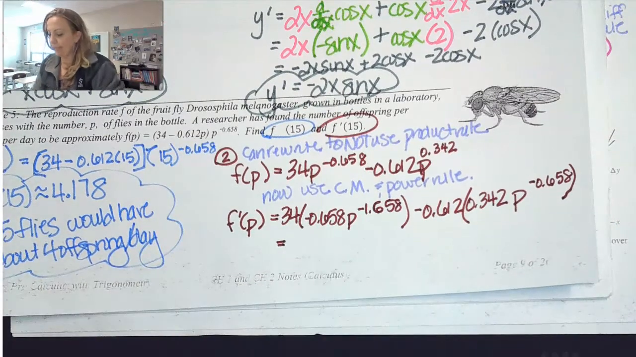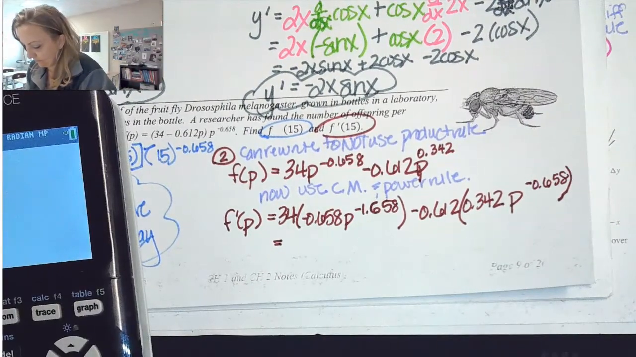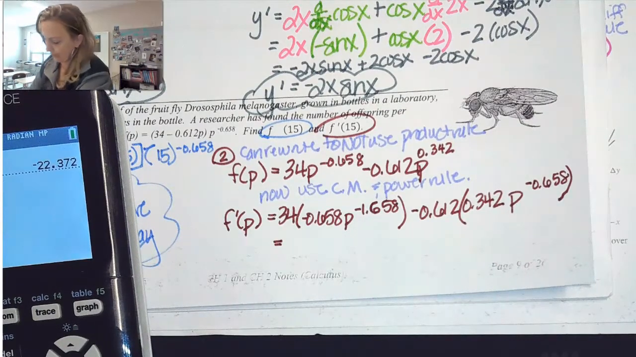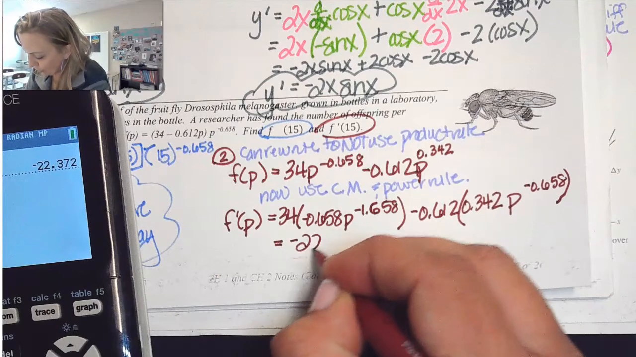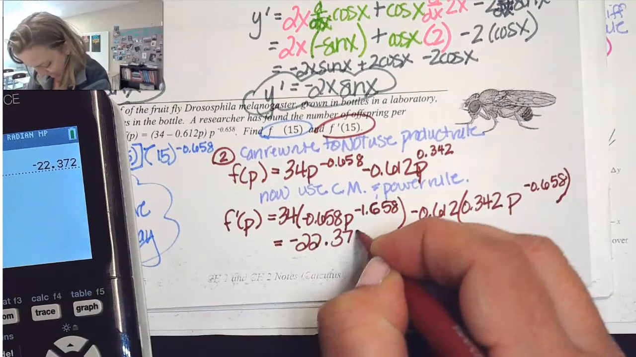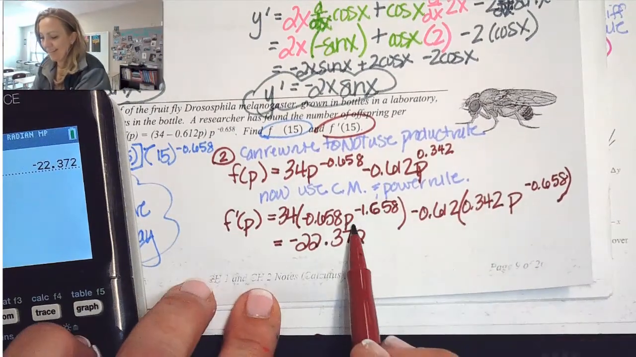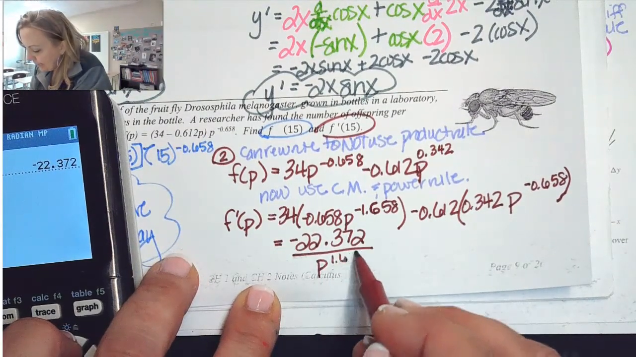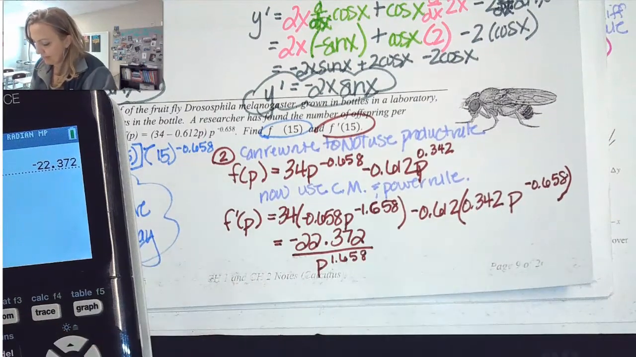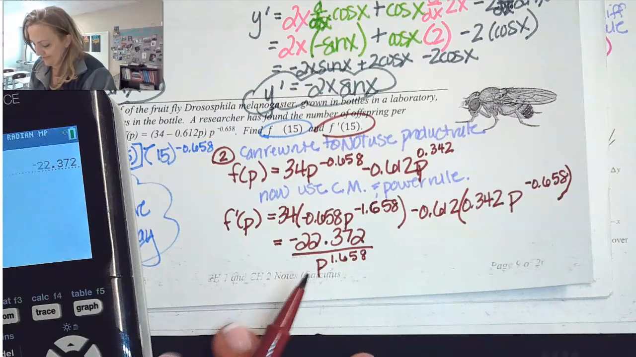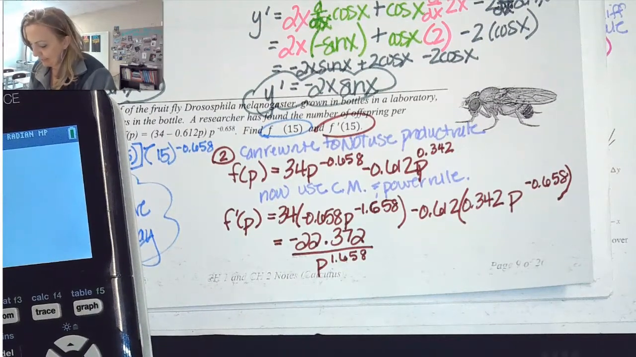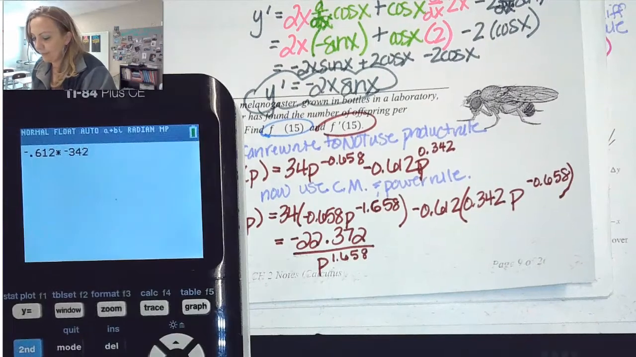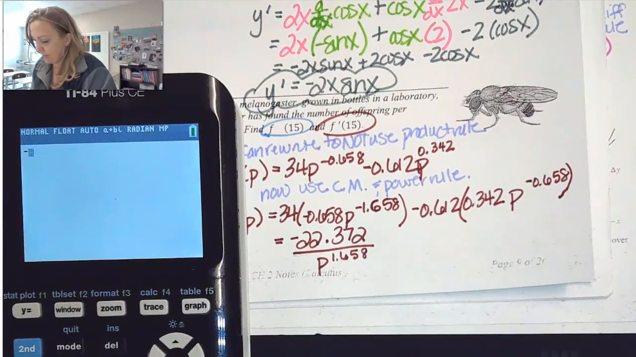So if I multiply 34 times negative 0.658, that gives me negative 22.372, and then this is going to be a negative exponent, so just for time's sake I'll put this in the denominator. And what about negative 0.612 times 0.342? Oh, you can't even see what I'm doing. It's okay, I'm messing it up.